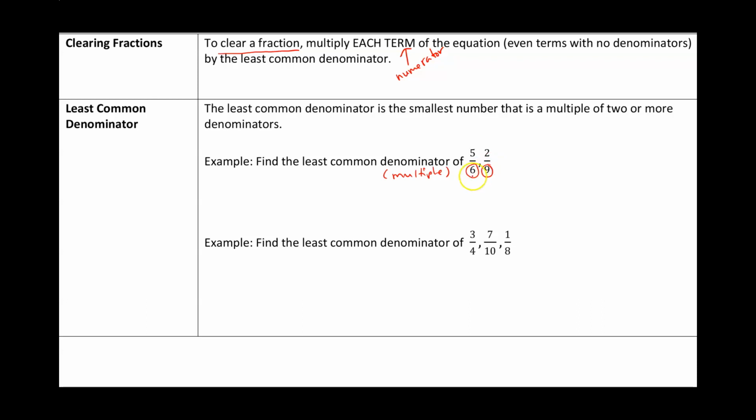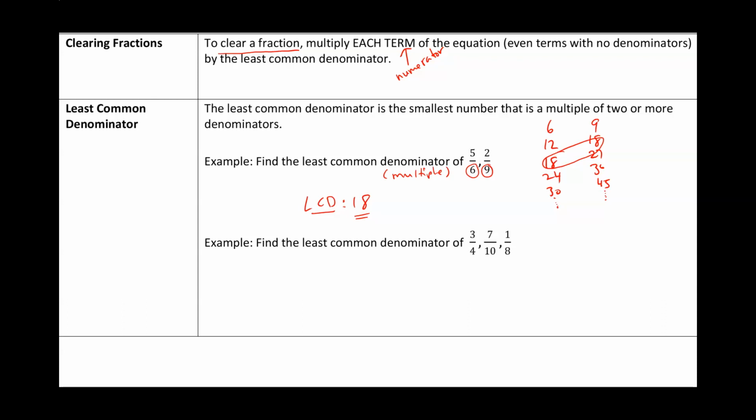For example, if I take the times table, the multiplication table for 6, I have 6, 12, 18, 24, 30, etc. These are all multiples of 6. Okay, with 9, we have 9, 18, 27, 36, 45. These are all multiples of 9. We want to find the lowest multiple that's common to both of these numbers, which is going to be 18, because 6 can go into 18 and 9 can go into 18. So our least common denominator in this case is going to be 18.